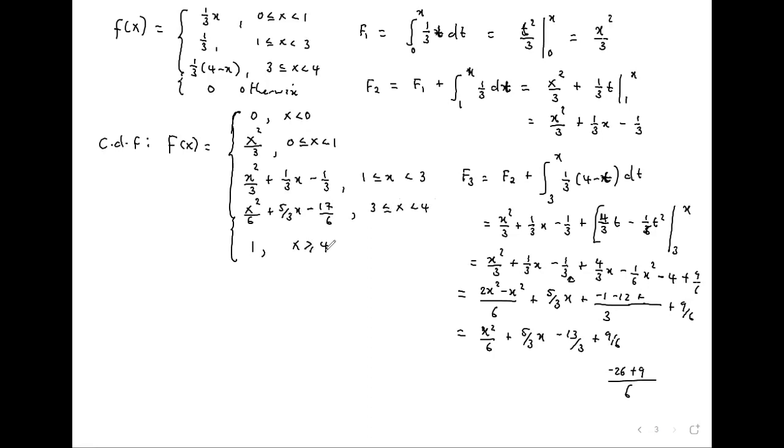I hope you follow the steps. What's important is remembering that you need to add whatever you get in the next step. So to get F2, we have added F1. To get F3, we have added F2. So when getting F3, you don't say F1 plus F2, because F1 is already in F2. So we just get F2.